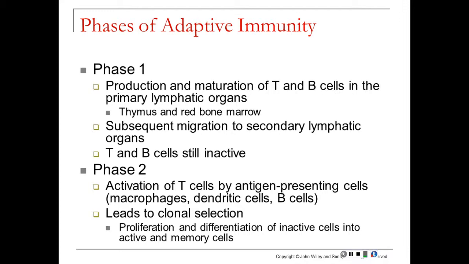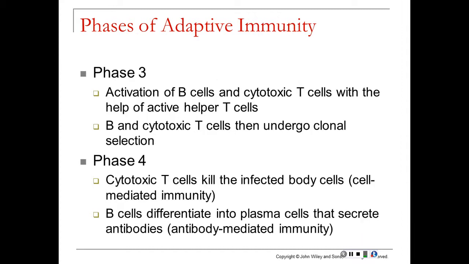Then phase 2 is when the T cells become activated by special cells called APCs, or antigen-presenting cells. These include macrophages, dendritic cells, and B cells. This is going to lead to what's called clonal selection, which is the differentiation of these inactivated T cells into active cells and special cells called memory cells, which will then remember this antigen for the future.